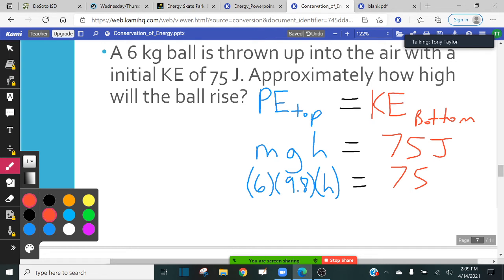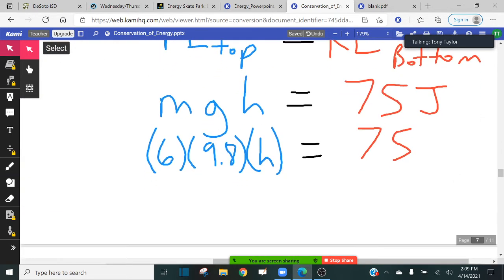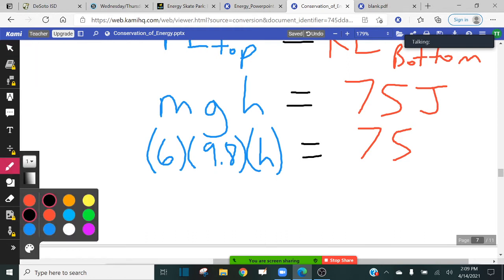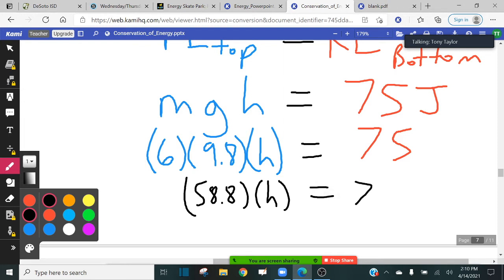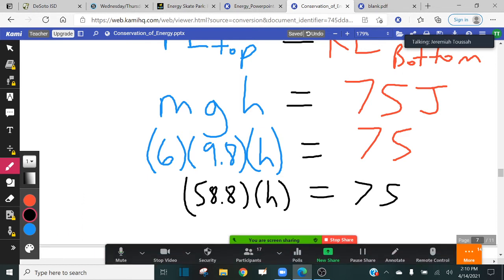So let's simplify this further, guys. If you take 9.8 and multiply by 6, you get 58.8, all of that multiplied by h, all of that is equal to 75. Can someone tell me, how do I solve this equation for h, for the height? You need to get h by itself. And how do I do that? Gotta divide. Exactly. Thank you, sir.